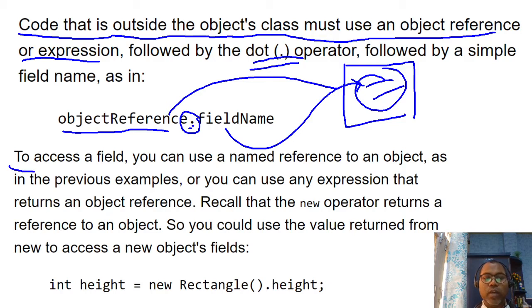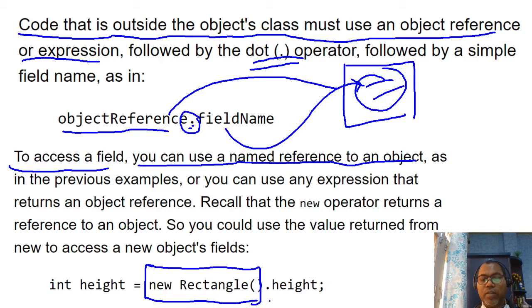To access a field, you can use the named reference variable pointing to the object. Similarly, sometimes you can access it without making a reference variable: you directly create the object, and after that you use the dot operator to access the particular field. Sometimes you don't want to make a new reference variable, so you create the object directly and use the dot operator to access the particular field.